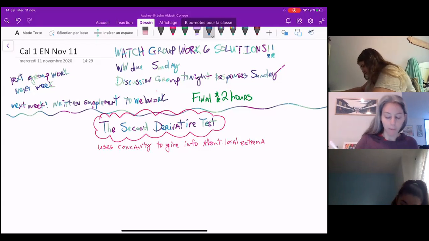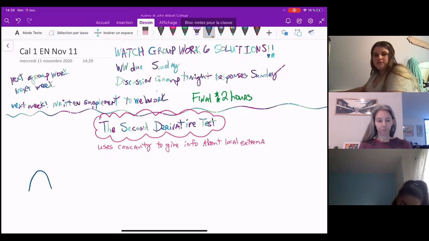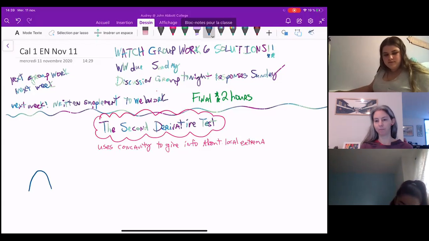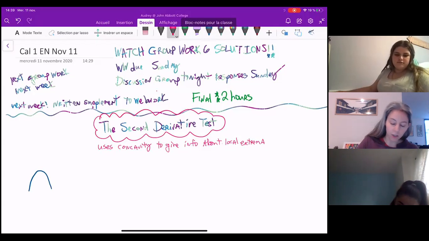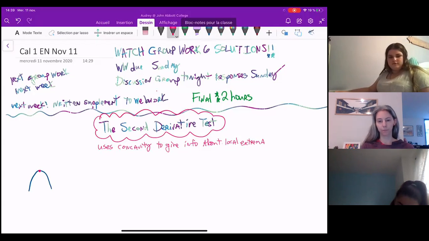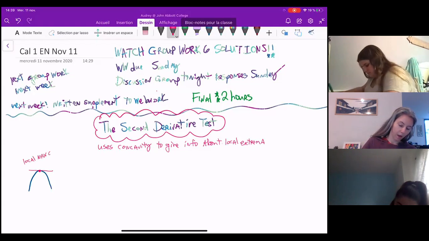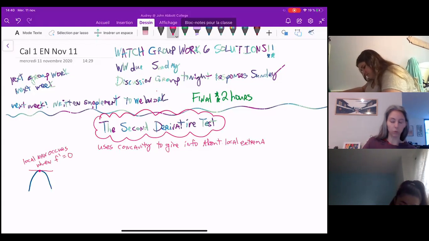So let's just draw a maximum. Does the curve that I just drew have a maximum? Yes. What is the derivative at the place where that maximum occurs? You got it, Myrna. Good job. 0. So a local max occurs when f prime is equal to 0.